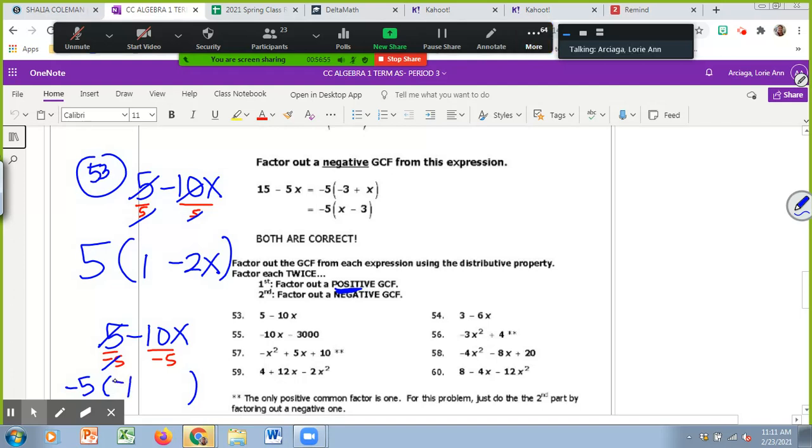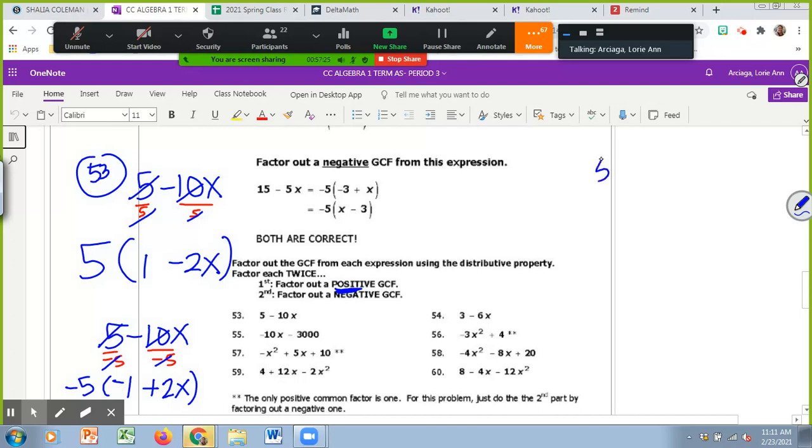Negative 1, very good. And then what's negative 10 divided by negative 5? Would it be negative, Louise? Because negative times negative is positive 2. There you go, and then bring down the x. So see how they're different? If the GCF is positive, this is 1 minus 2x. But if the GCF is negative, it's going to be negative 1 plus 2x. So they're quite the opposite, right?